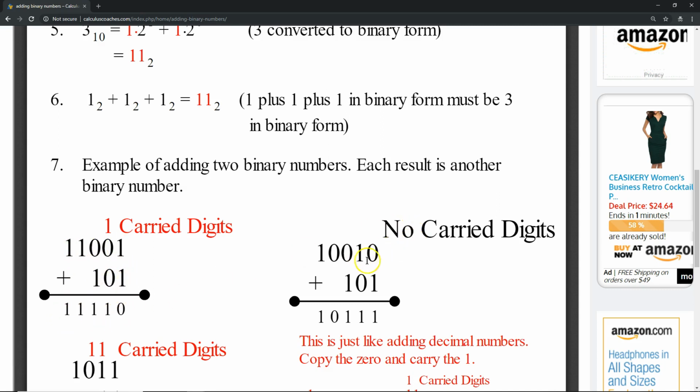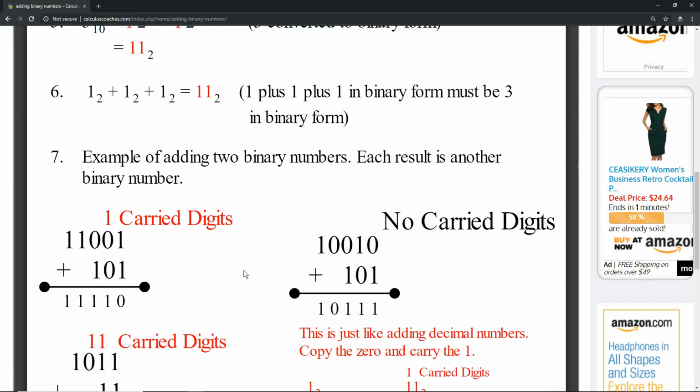Look at the next one. 0 and 1 is 1. 1 and 0 is 1. 0 and 1 is 1. 0 and 0 is 0, and 1 and 0 is 1. In this example, there are no carried digits, essentially. Look at the last one.